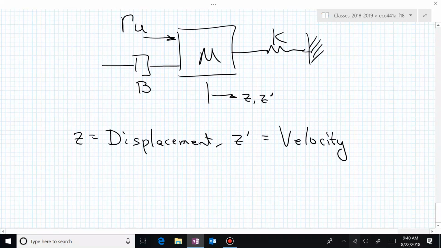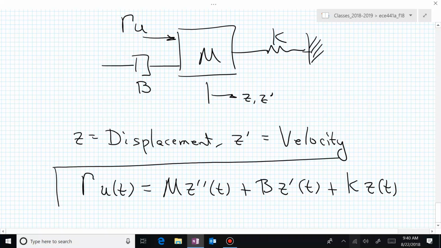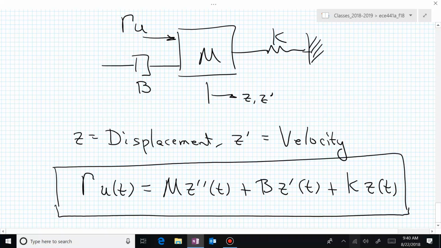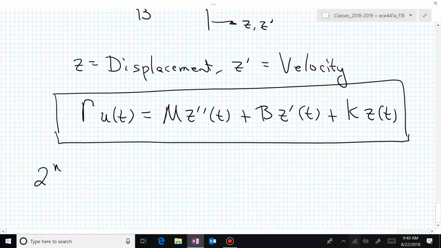In terms of these variables, the second order differential equation is now gamma u of t equaling m z double prime of t plus b z prime of t plus k z of t. Hopefully that doesn't scare anyone. All I've done is simply replaced the x's in the previous with z's. And this is now a second order differential equation.